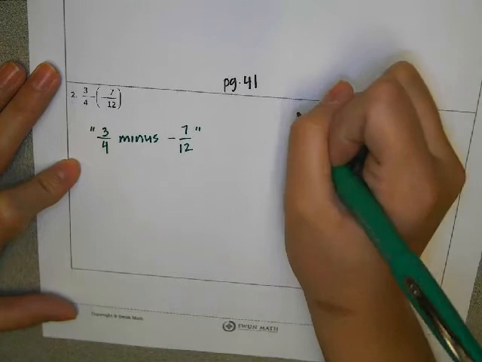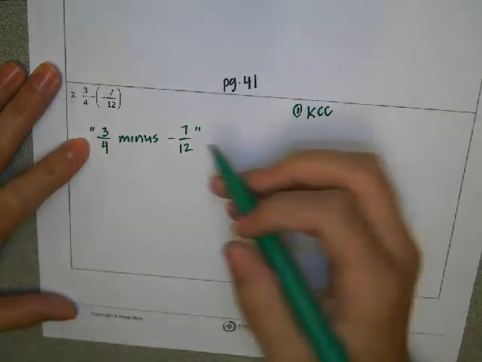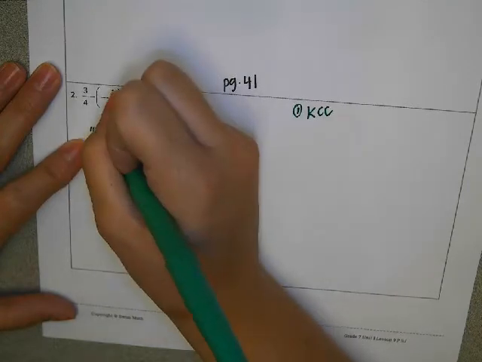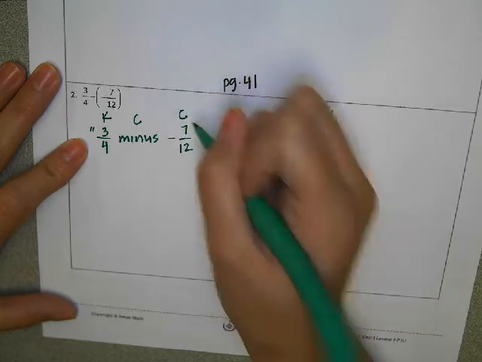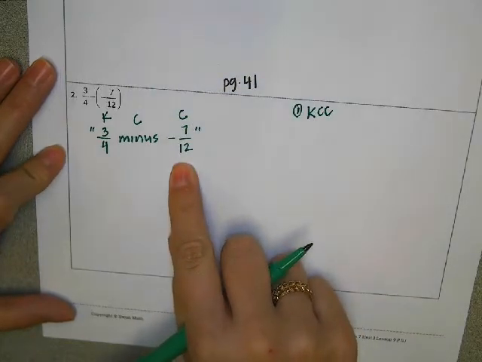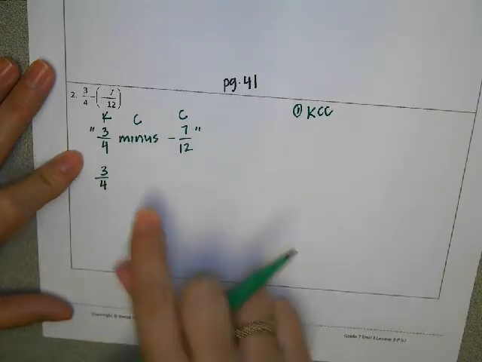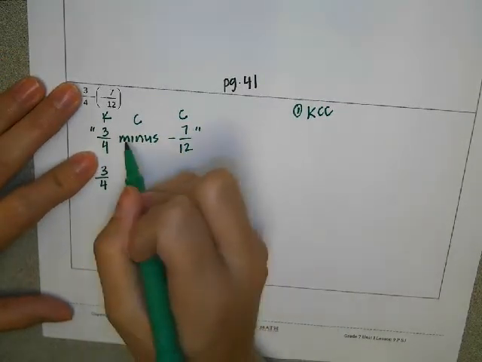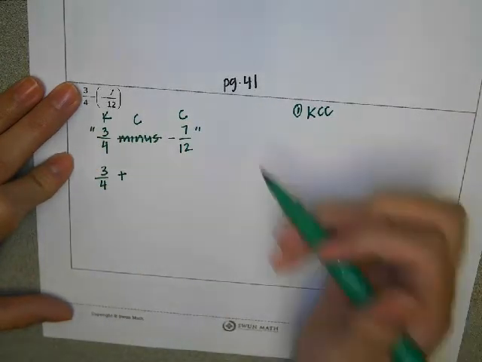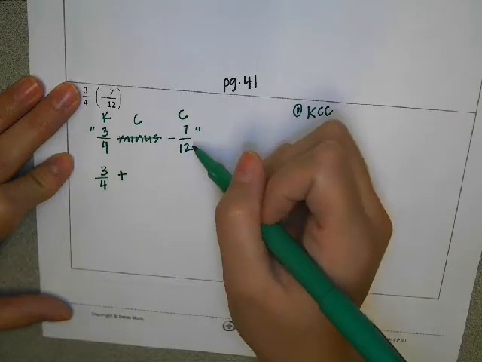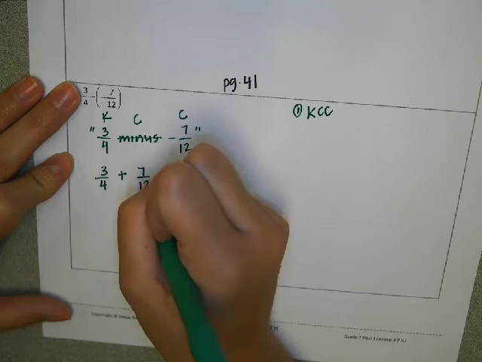Okay, the first step that you're going to write down is keep, change, change. We're going to keep the first term the same. We're going to change minus to addition and change the second term to its opposite. So from here, I'm going to rewrite it as 3/4, right? We keep the first term the same. Then we're going to change my minus to addition. And we're going to change the second term to its opposite. The opposite of a -7/12 is a +7/12.